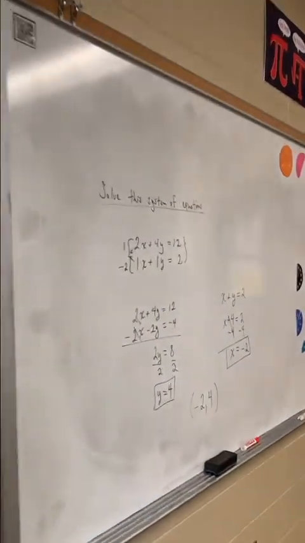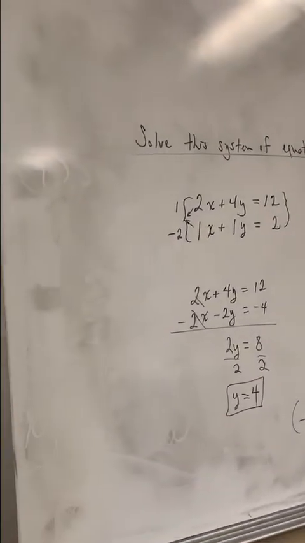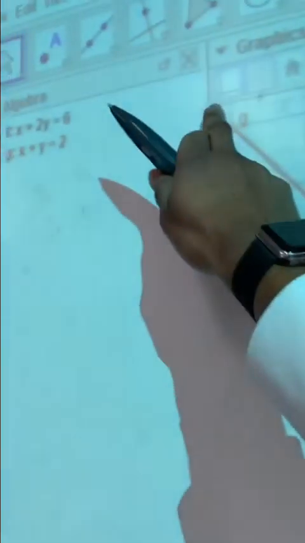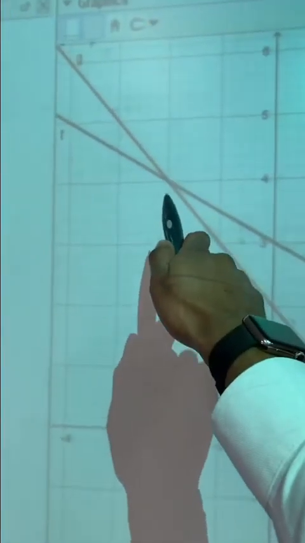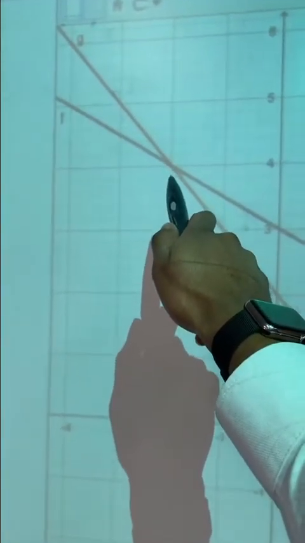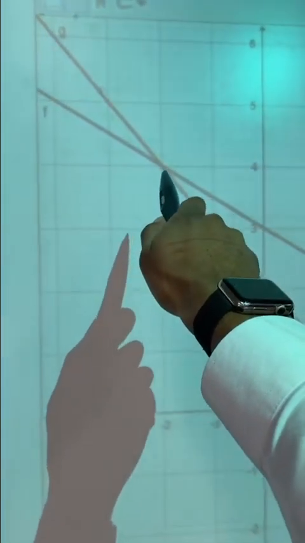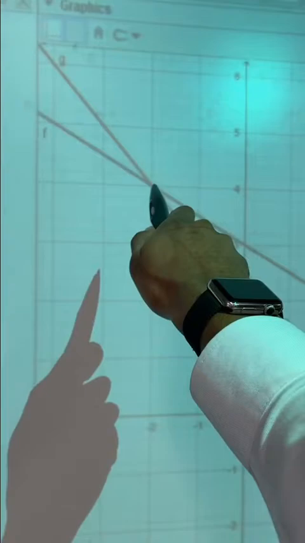So my first equation, the one that said 2x plus 4y is equal to 12, that's what this black line is right here. The other one, the x plus y is equal to 2, that's this other one right here. And if you notice, they do intersect somewhere. Remember, there's only 3 things that could possibly happen: an intersection, no intersection, or infinite, right? This is the one that represents one solution because we see one intersection.